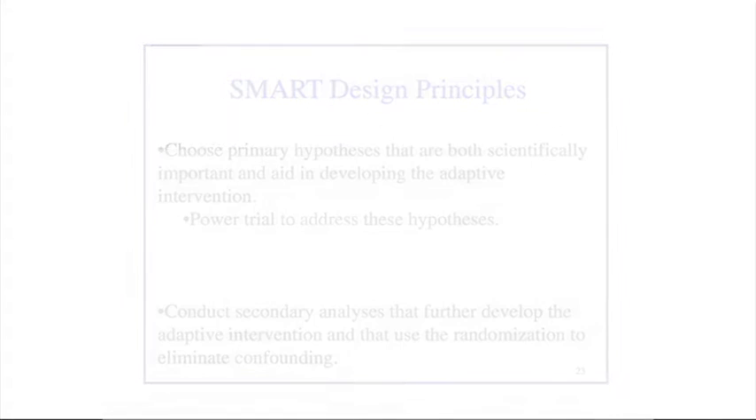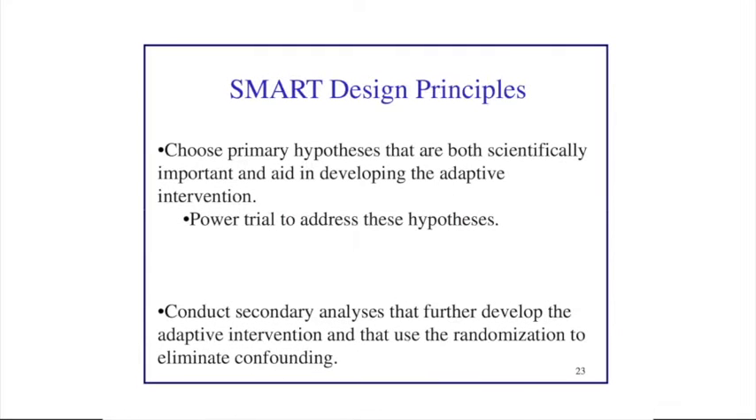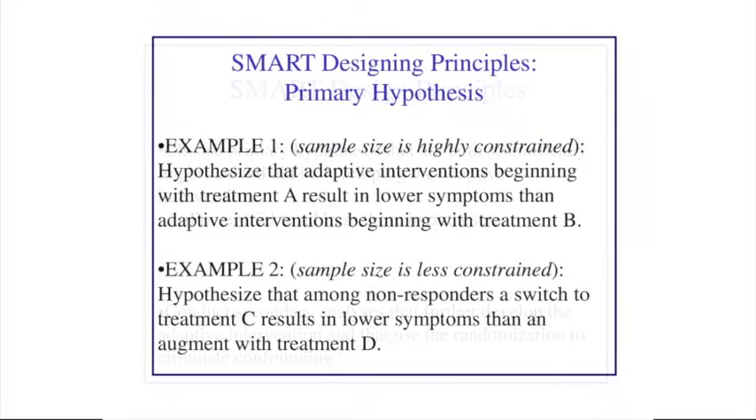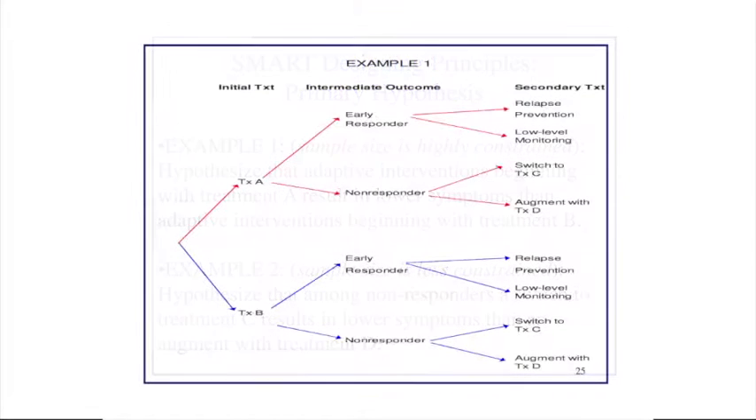Okay, what we're going to do, I'm just going to show you two ways to size the trial, that is, decide how many people are in the trial, and then we're going to go to the secondary analysis, because that is indeed where the excitement is. So one way to size the trial is to say, I'm going to compare all adaptive interventions beginning with treatment A versus all adaptive interventions beginning with treatment B. It's just a two-arm comparison, and that's the red versus the blue people.